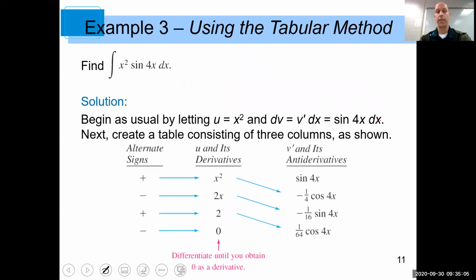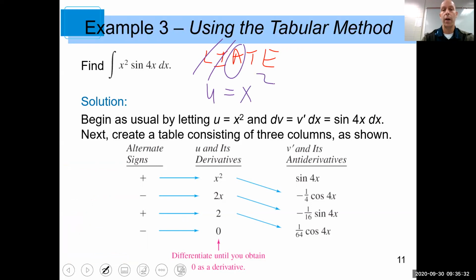Here's how it works. First of all, you are going to be alternating your signs, plus, negative, plus, negative. Now, what would u be in this case? Remember, we're going to use that whole LIATE technique, right? So LIATE, let's see here. Do we have any logs? Nope, don't see any logs, so I'm not going to use logs. Do I have any inverse trig functions? Nope. Do I have an algebraic one? Yes. So I'm going to let u equal x squared.